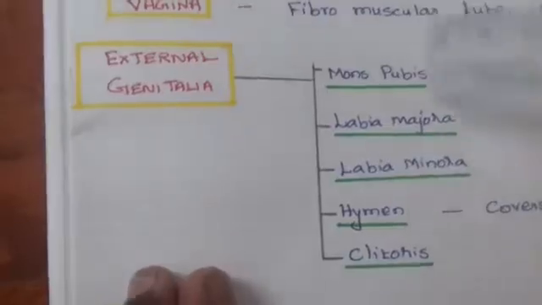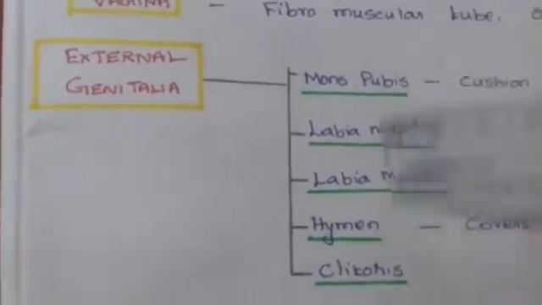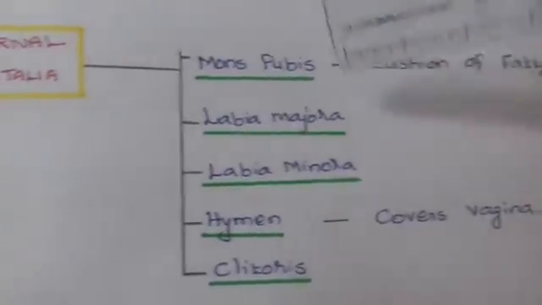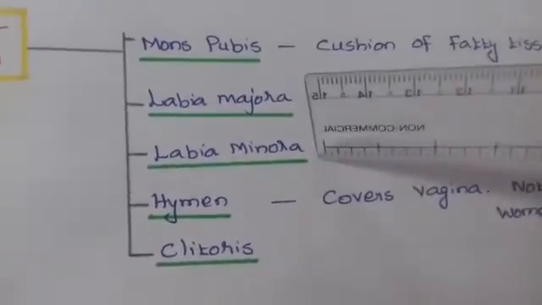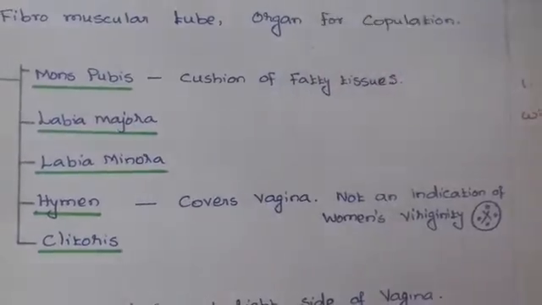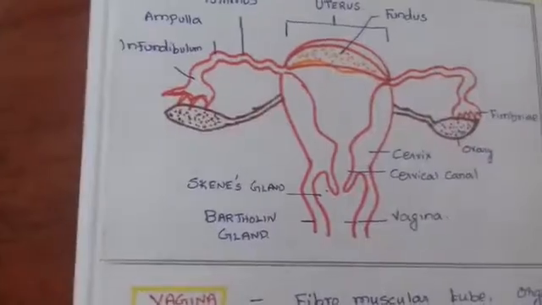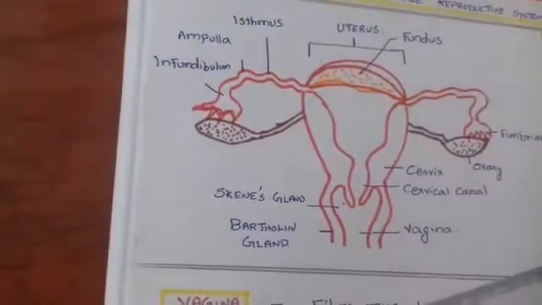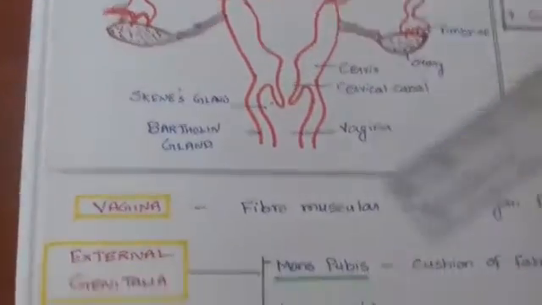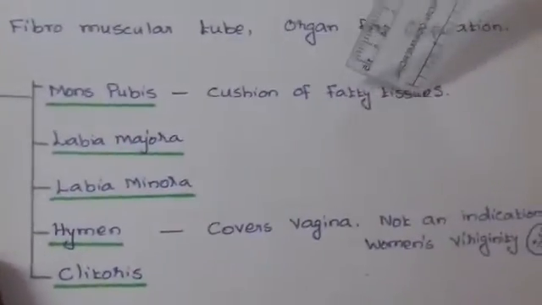Then external genitalia. External genitalia are of 5 types, but in your book 4 types are given. This is one of the types also: mons pubis, labia majora, labia minora, hymen, clitoris. Mons pubis is nothing but a cushion of fatty tissue. In the picture it is not covered, but in the side view picture, the external genitalia are clearly given in your book.